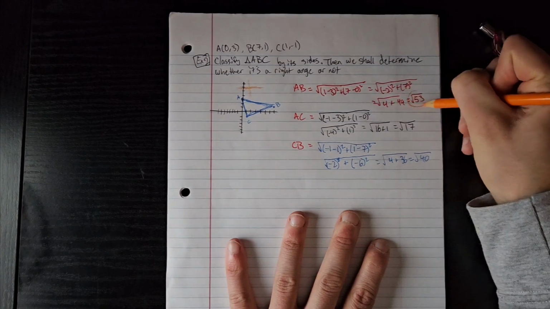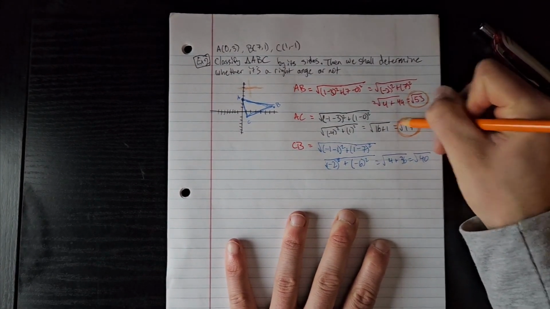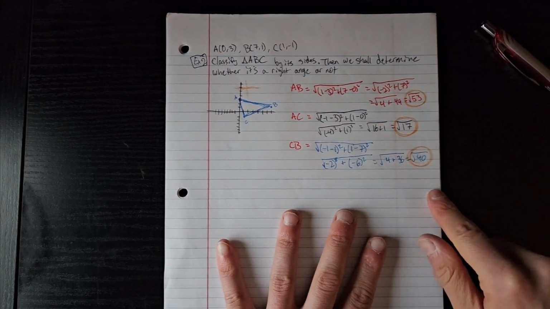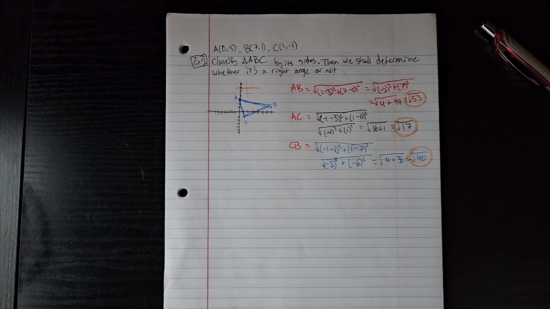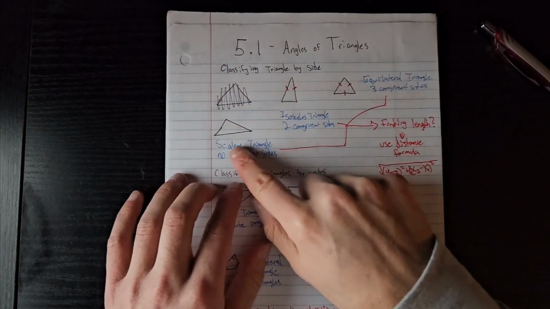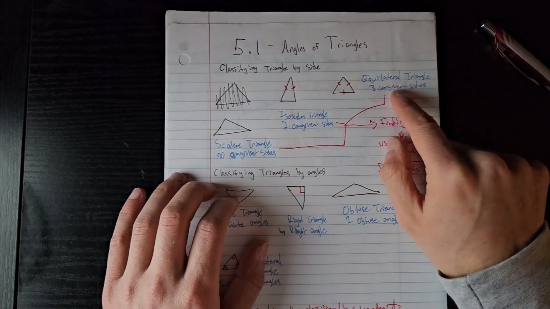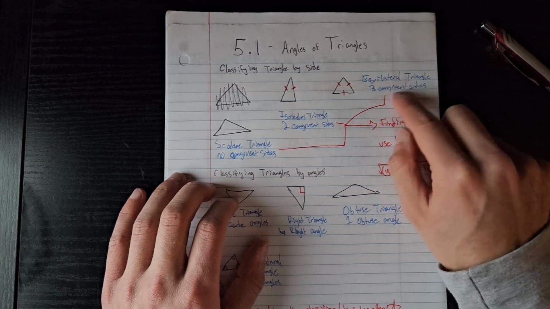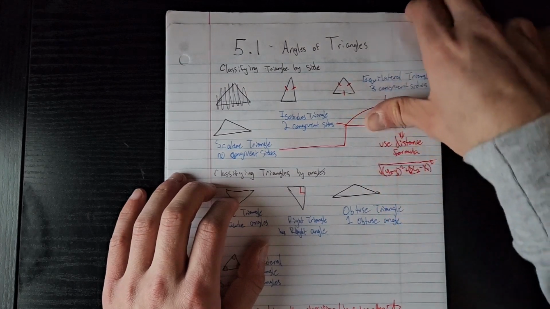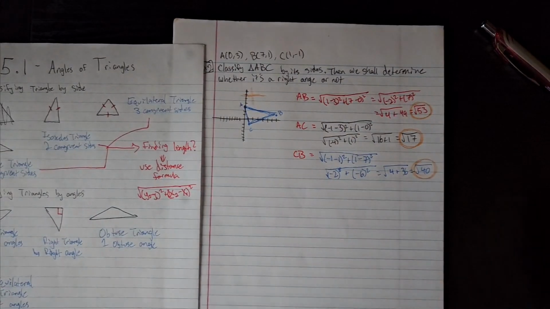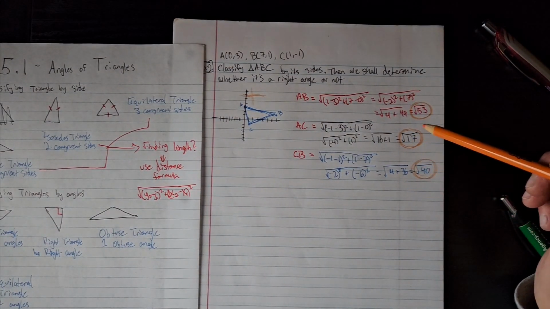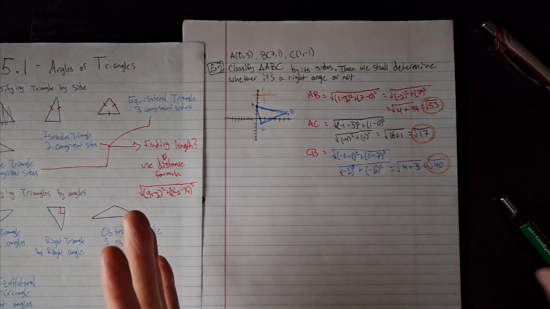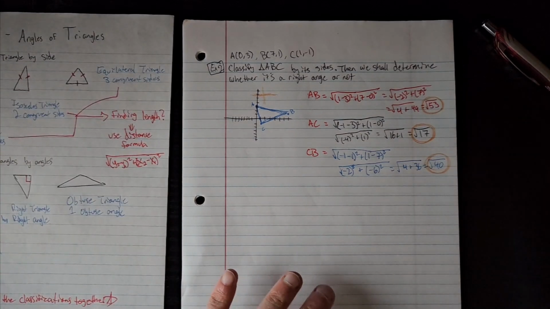So we have the square root of 53, the square root of 17, and the square root of 40. Notice that none of these are the same length. So if we look back and reference our previous sheet, looking at the side lengths, equilateral says it has to have 3 congruent sides, which means, remember, congruency, equal, same thing. So do we have 3 equal sides here? No, we do not. Do we have 2 equal sides here? No, we do not. So that means that this is a scalene triangle. Good to know.